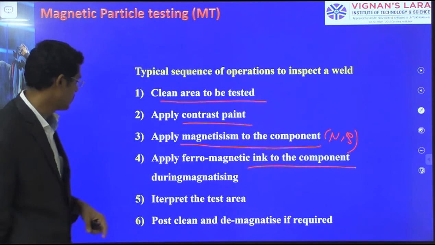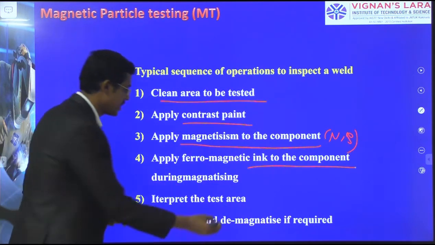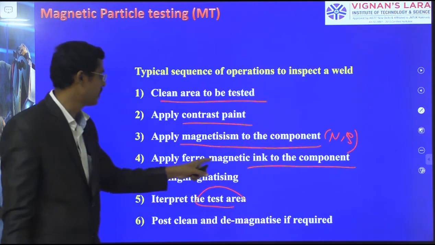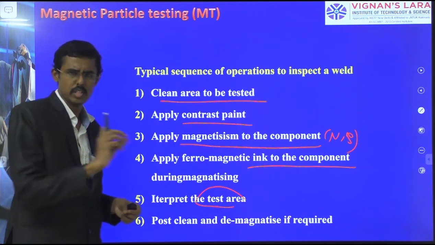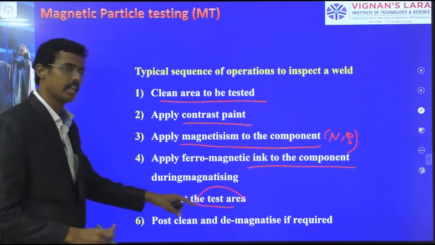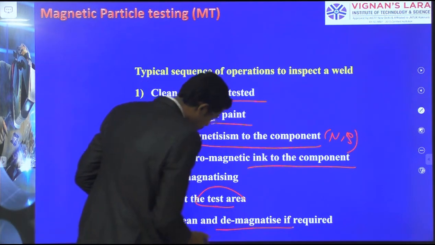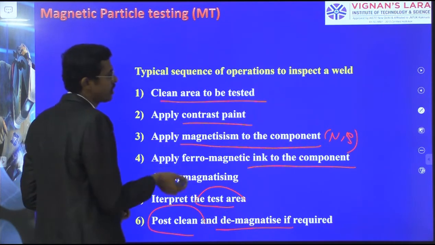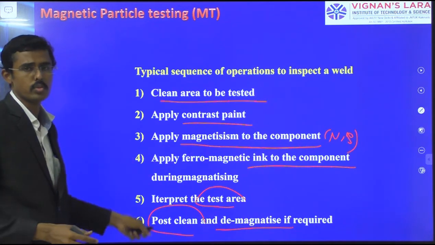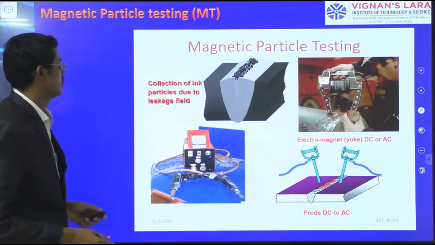During the magnetization testing, inspect the test area. Now it is tested. Here we are applying ferromagnetic ink in the midst of the powder particles. Post cleaning, after demagnetization, as usual. This is the painting, not the contrast painting, and we have done that. Therefore, post cleaning is to be done. So those are the steps.